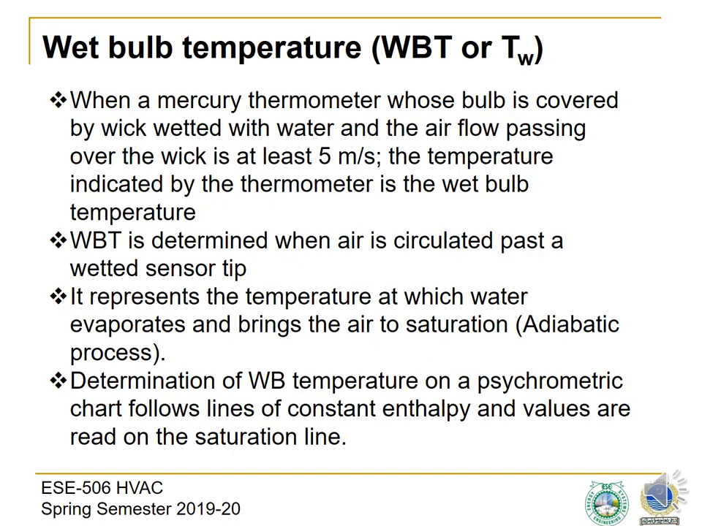Wet bulb temperature, denoted by WBT or T subscript wb. When a mercury thermometer whose bulb is covered by a wick wetted with water and the air flow passing over the wick is at least 5 meters per second, the temperature indicated by the thermometer is the wet bulb temperature. Wet bulb temperature is determined when air is circulated past a wetted sensor tip. It represents the temperature at which water evaporates and brings the air to saturation, that is an adiabatic process. Determination of wet bulb temperature on a psychrometric chart follows lines of constant enthalpy, and values are read on the saturation line.